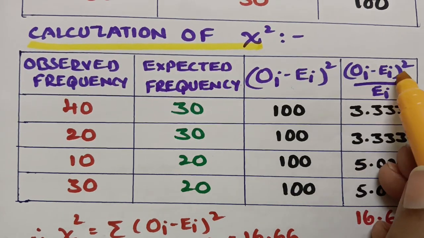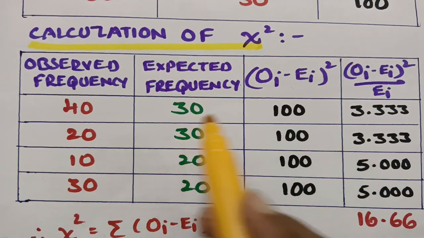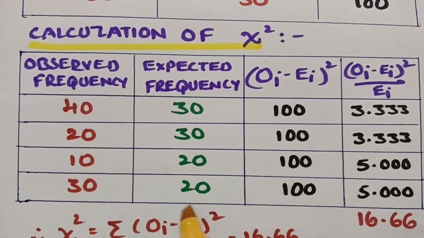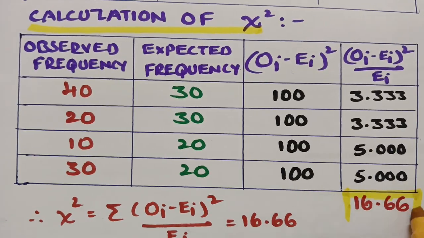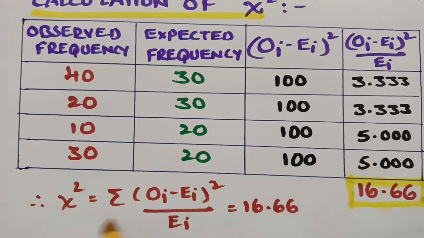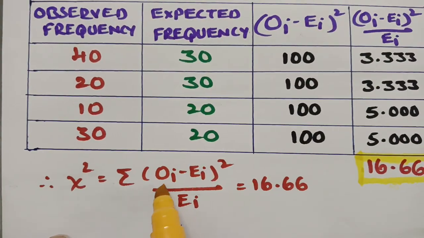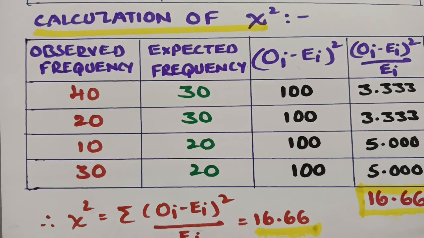And now see here, this whole square divided by E, that is 100 by 30, 3.333. 100 by 30, 3.333. 100 by 20 is 5.0 and 100 by 20 is 5.0. And therefore, the total here is 16.66. That is, the chi-square value is sigma (O minus E) whole square by E, that is 16.66. After the test statistic, now we have to go with the degrees of freedom.